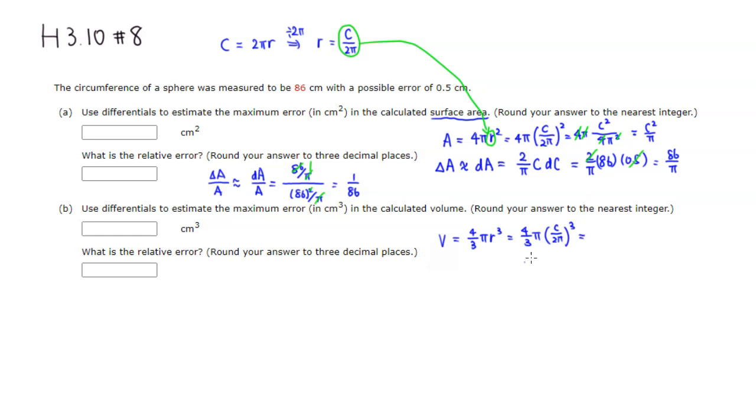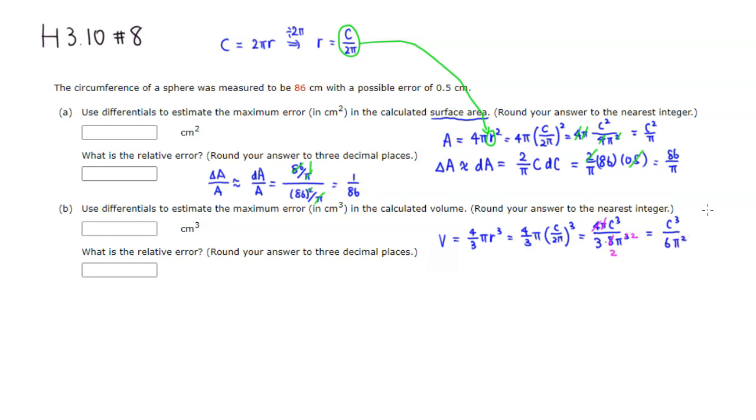So this is going to come out to be 4 pi c cubed on top, and on the bottom you have a 3. And then you have 2 pi cubed, which would be 8 pi cubed, right? So we can cancel one of the pi's, so this is going to be squared. And then 4 and 8 gives you 2 left over. So if you clean it up, you're going to end up getting c cubed over 6 pi squared.